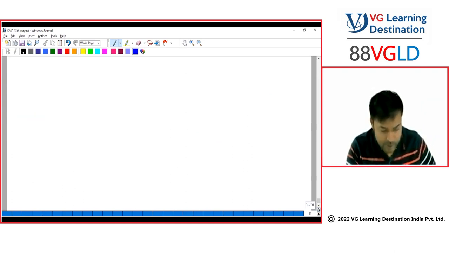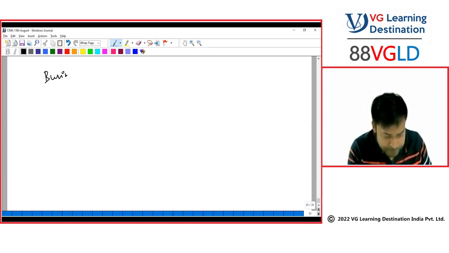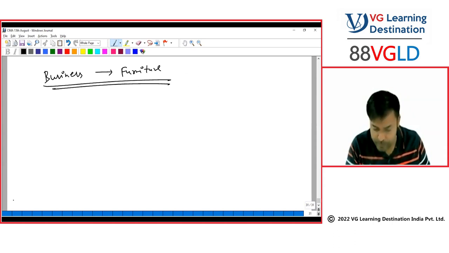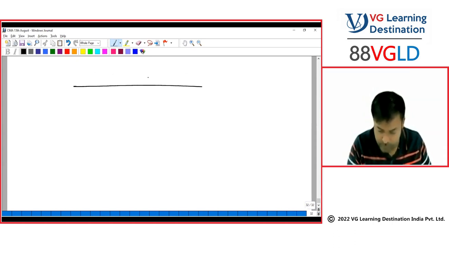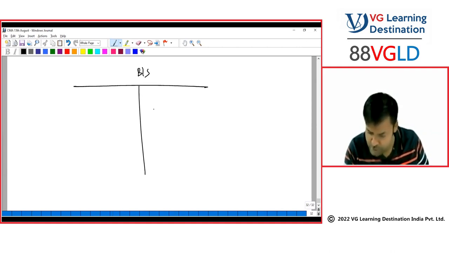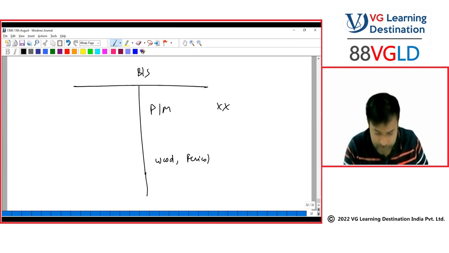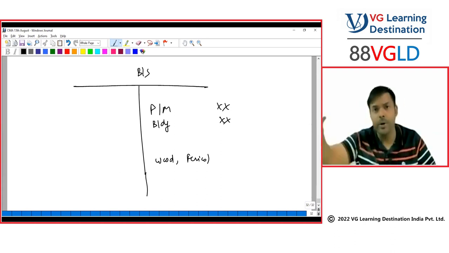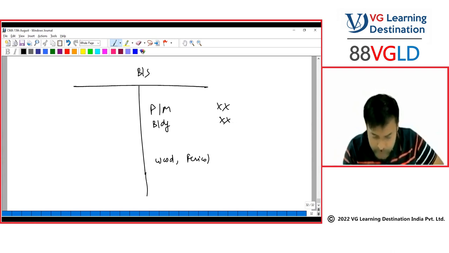Okay. Let's say you are doing a business of making furniture. What all you need for making the furniture? You need machinery, plant and machinery. What else you need? Wood, fabric, labor, absolutely. You need a building also. Right, where are you going to keep the material otherwise? What else? From your factory, you are going to take it to the showroom, right? So you need a vehicle for that also.